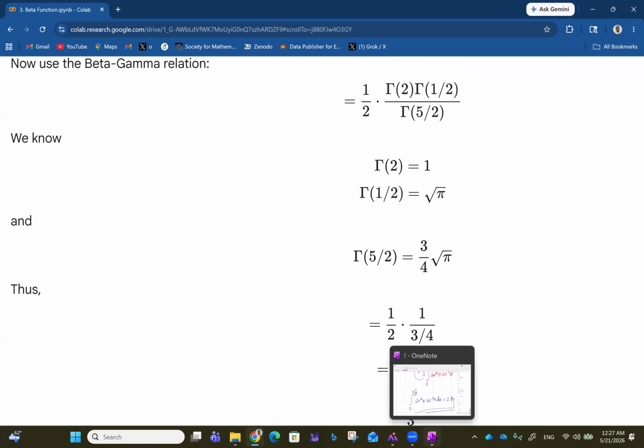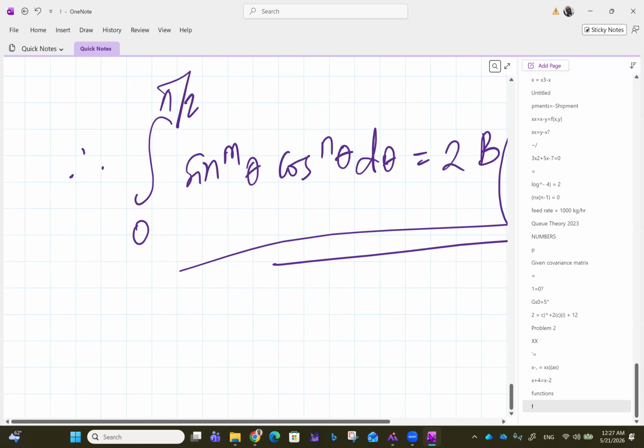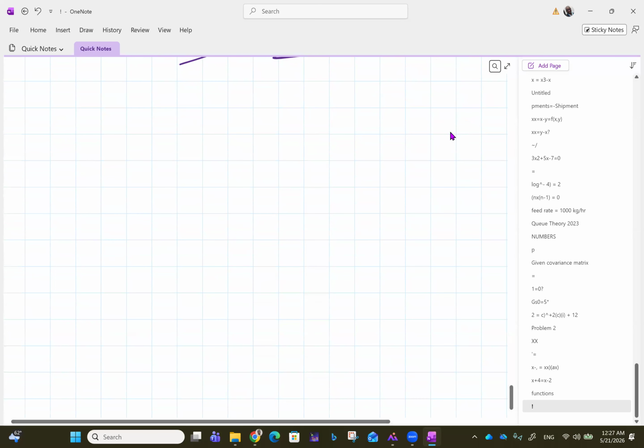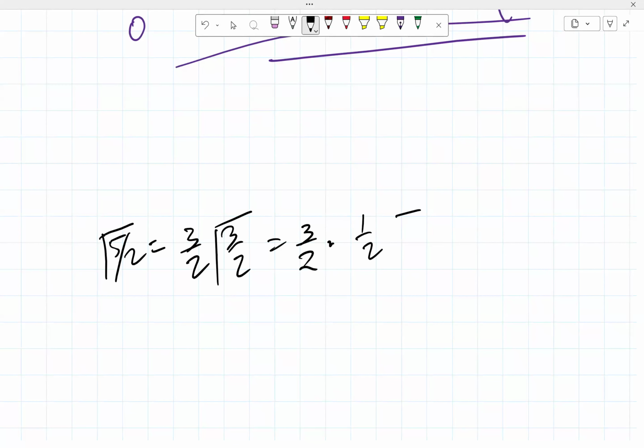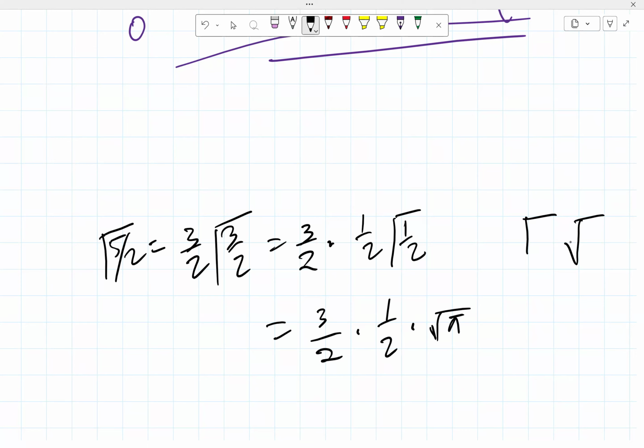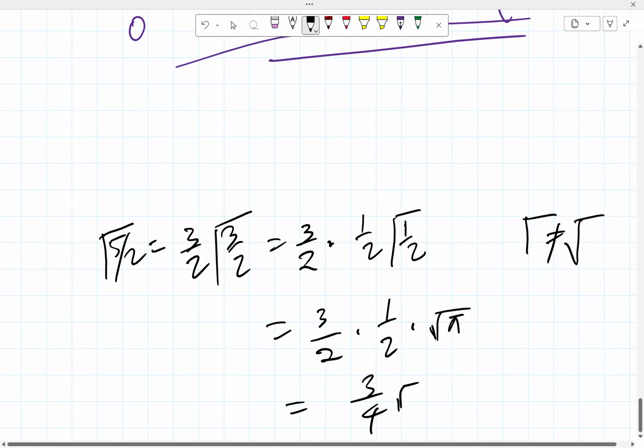Of course, from the gamma that we dealt with, gamma 5 over 2 is the same thing as 3 over 2 gamma 3 over 2. And gamma 3 over 2 is half gamma half. So that will be 3 over 2 times 1 over 2 times gamma half, and gamma half is square root of pi. So beware of gamma and square root. They are different. They are not the same. So this now is 3 over 4 root pi.